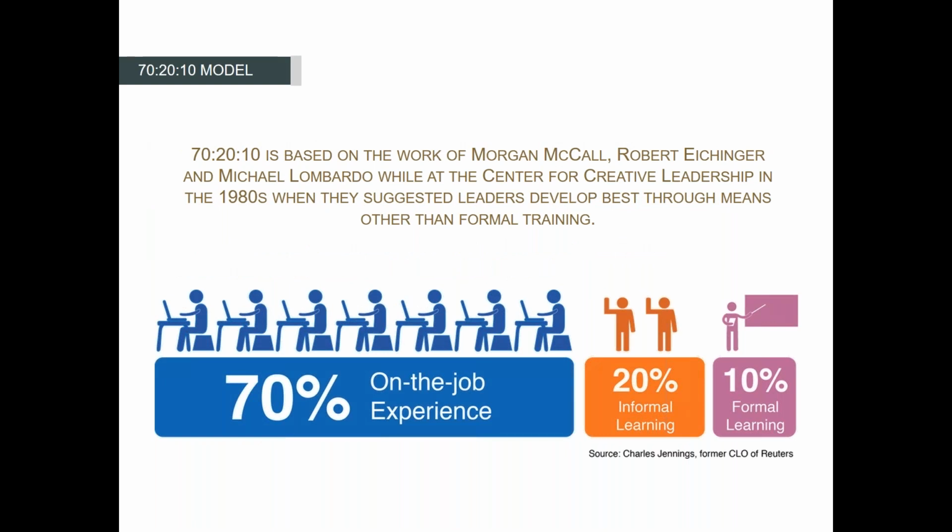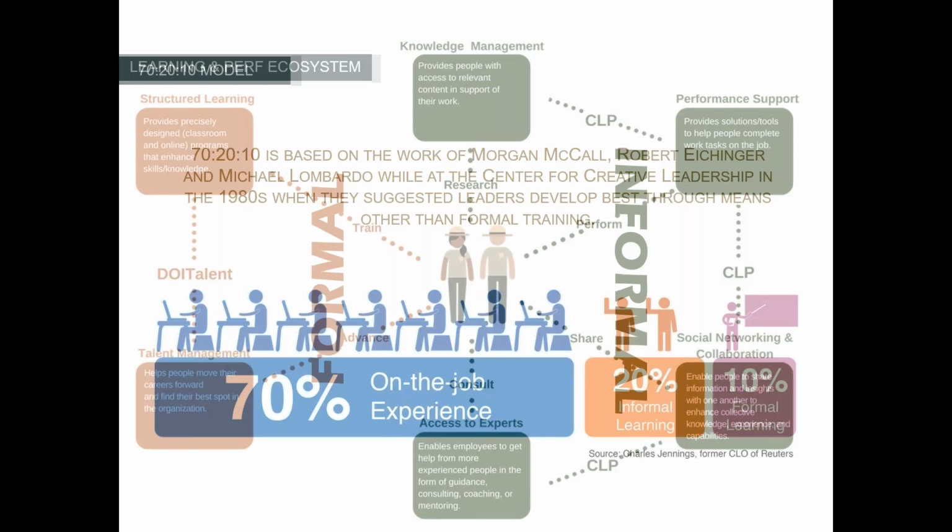And one that we stumbled across is the 70-20-10 model. Many of you may have heard of this, but we give credit to Morgan McCall, Eichinger, and Michael Lombardo at the Center for Creative Leadership in the 80s. They suggested that much of what we know we learn on the job as employees. About 20% we learn from others or from informal learning, and only 10%, believe it or not, from our formal training and formal learning. So what do we do with that information? How do we leverage our resources given that we are spending about 90% of our resources on the 10%?